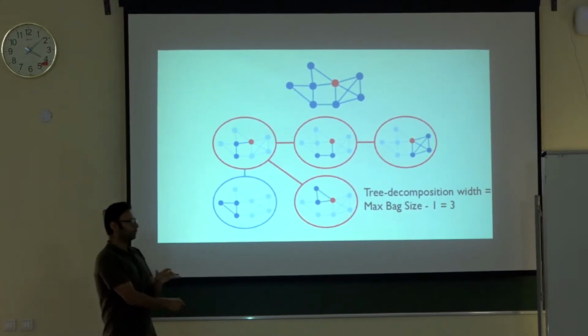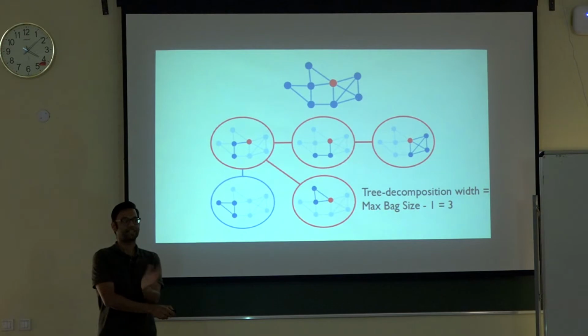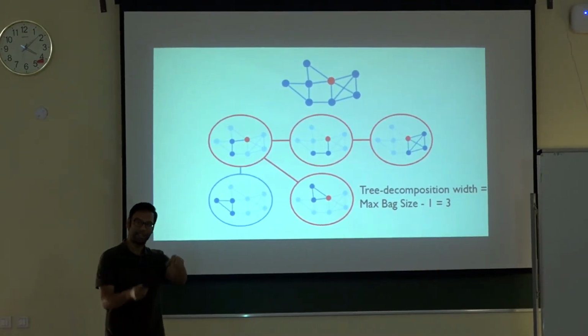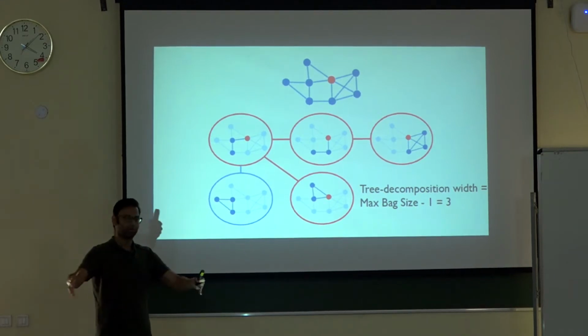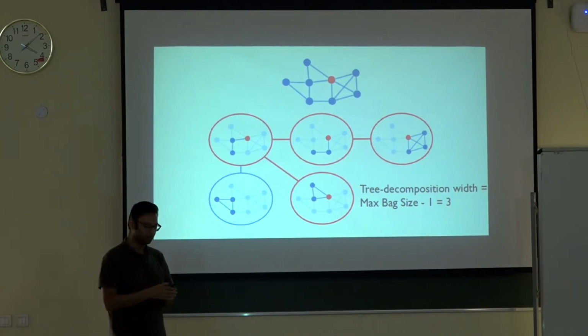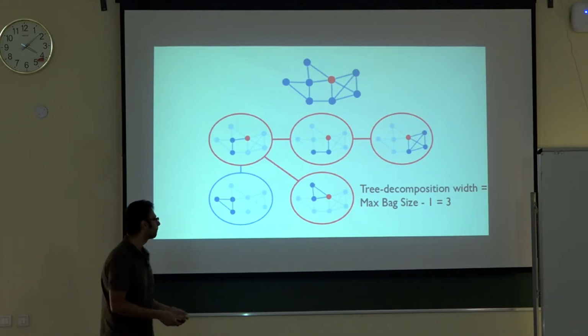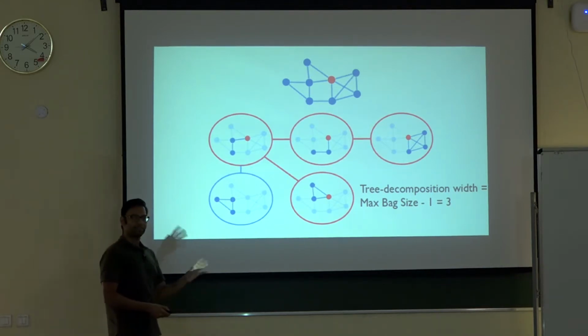Okay? So now if you think about it, if I give you a tree, that is a tree width of 1. Yeah? Because you can just keep every edge in every bag. So it's essentially just 2 minus 1, which is a 1. So a tree is a graph of tree width 1, for example. Okay? Any questions about the definition?